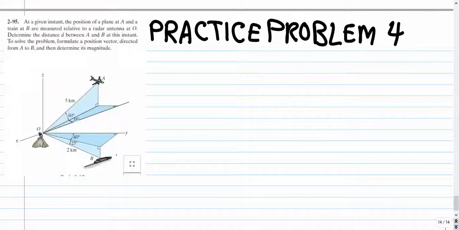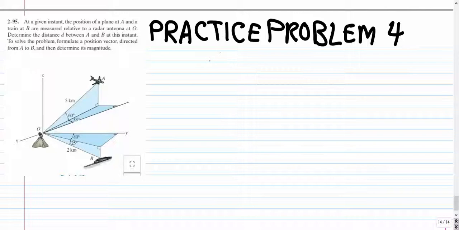We will also use a vector triangle because we need to get a sense of what direction these two vectors OA and OB need to be in order for us to get the right resultant vector from A to B. So let's start with drawing the vector triangle first, just to get an idea of what we are finding.